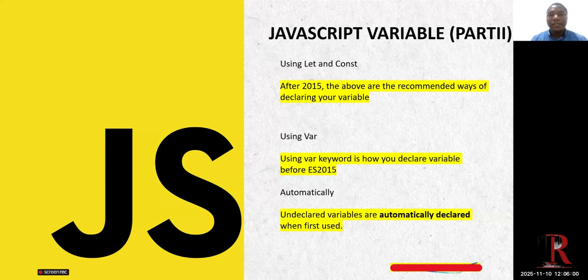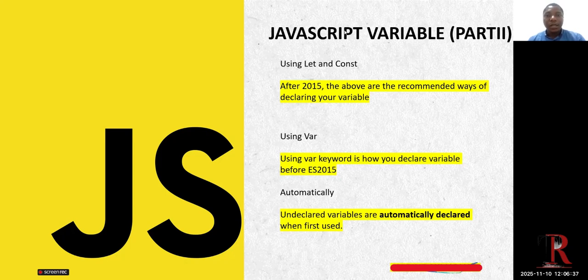So before ES6, which was released in 2015, the way JavaScript developers declared variables was through the use of the var keyword. But the var keyword can give a lot of headaches and a lot of issues if it's not well taken care of, or if you don't really understand what you're doing. But after 2015, the recommended way has been to use either let or const. And even when you are not so sure that your variables will not change, it's always better to use const for most of your variable declarations.